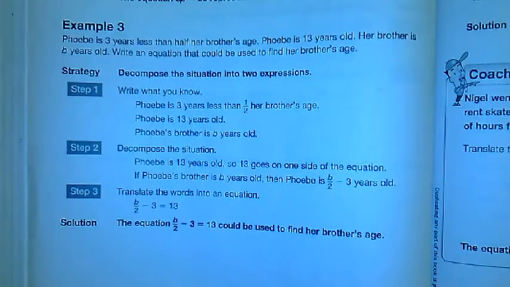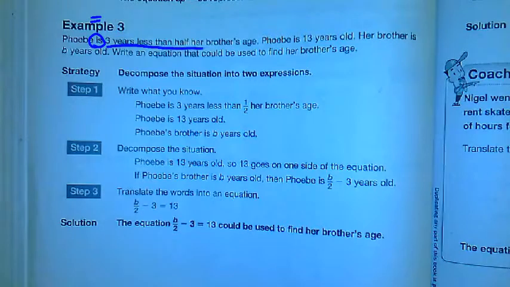Okay, so Phoebe is, right off the bat, I know that means equal, 3 years less than half her brother's age. Remember, less than means subtract, but it also means I'm going to reverse the order. So we pointed out the things that we need to take out. Underline them, and then if you need to, rewrite them.